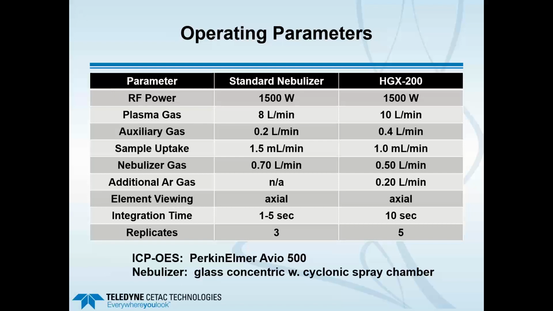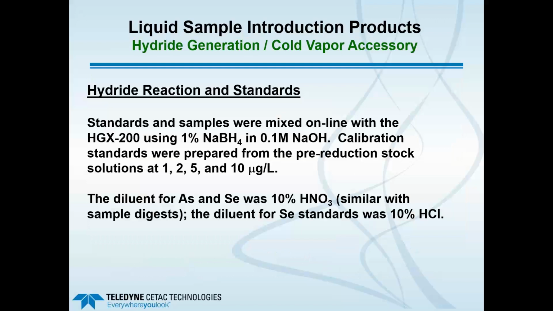One point I'll make at the bottom of the slide: the ICP-OES model that we used for these sample measurements is a PerkinElmer Avio 500. The comparative standard nebulizer is a glass concentric type with a cyclonic spray chamber.